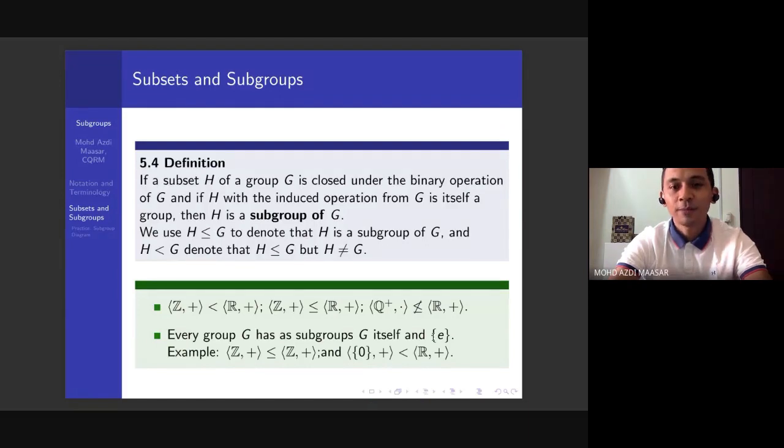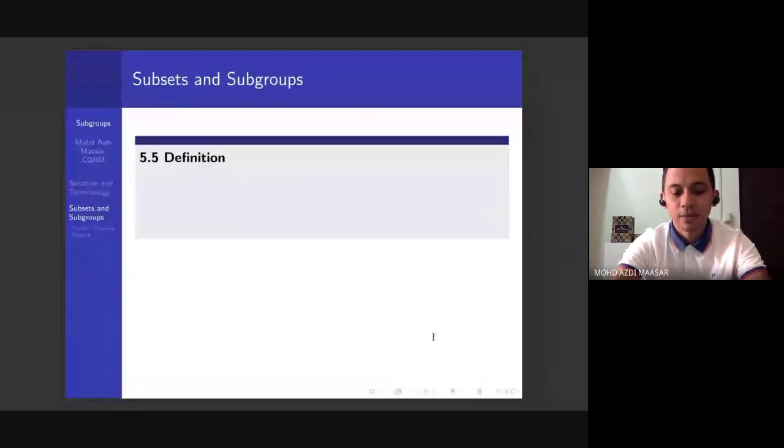Any questions so far? Okay, if you have no question, we continue to the next definition 5.